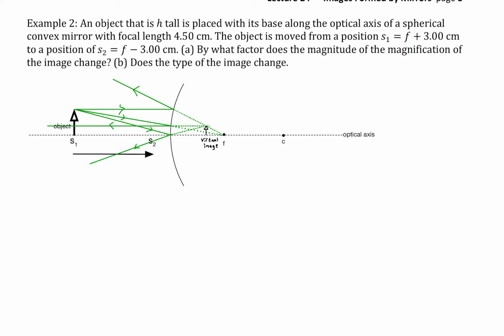So in other words, it's going to be moved from 3 plus 4.5, 7.5, down to 4.5 minus 3, 1.5. See? So it's moved from S1 equals 7.5 centimeters to S2 equals 1.5 centimeters. Okay? But what's cool is it's moving equal distance about the focal point. By what factor does the magnitude of the magnification of the image change? And does the type of the image change? You might be able to answer that already.